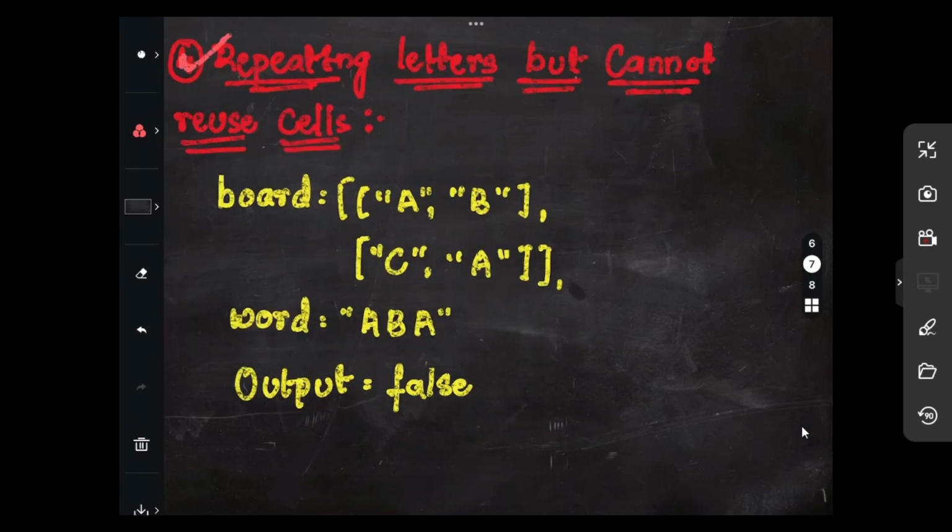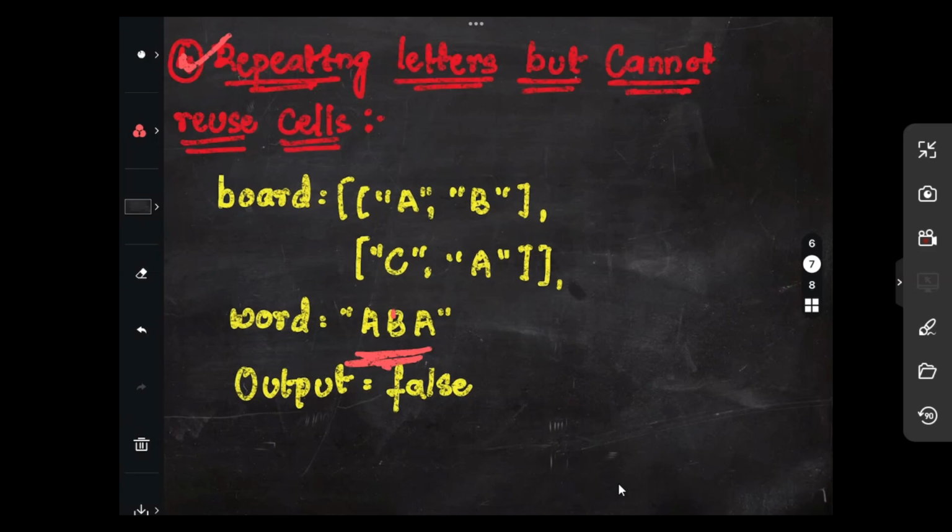Let's move on with the fourth edge case here. Repeating letters but cannot reuse cells. So here we have ABA, right? Repeating letters but we cannot reuse the cell. Here in this case it is A. Sorry, this is not B, basically this is A. So this is fine. Here in this case ABCA, we don't have A present 3 times in the board at all. So in this case also we will return false, right?